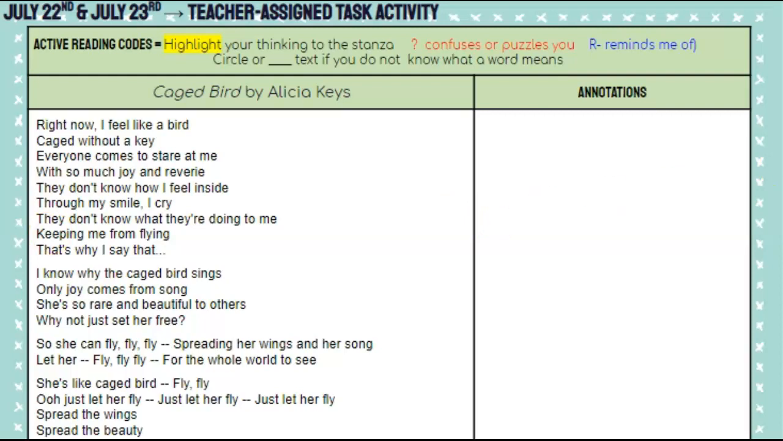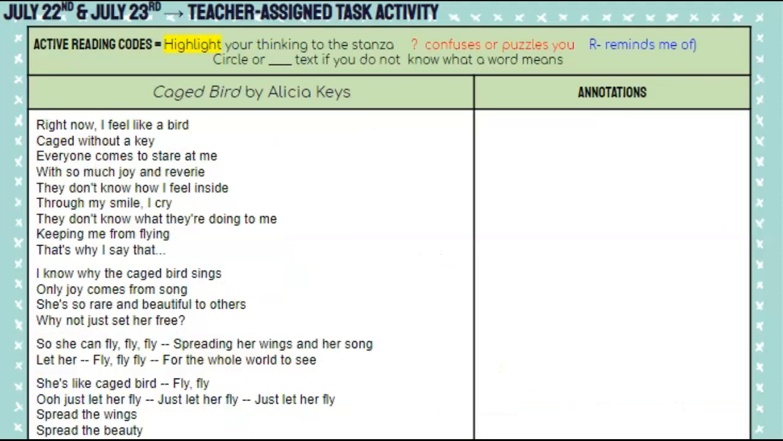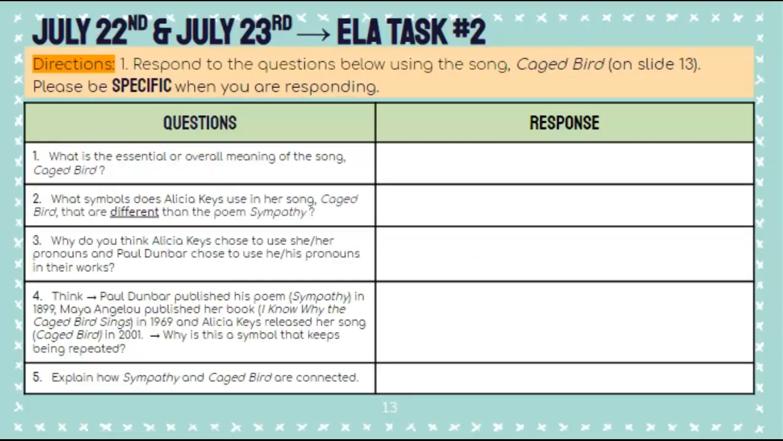So for Thursday's work, we've given you a contemporary or a modern poem, which is actually a song, Caged Bird, by Alicia Keys. And we're asking you first to read it and annotate it, remembering that this is what an annotated poem or song should look like. So here's yours. We want you to read it, annotate, and then just like we did for Paul Dunbar's poem Sympathy, we want you to answer some questions using the song Caged Bird. We want you to be specific. We want you to use lines. We want you to refer to stanzas.